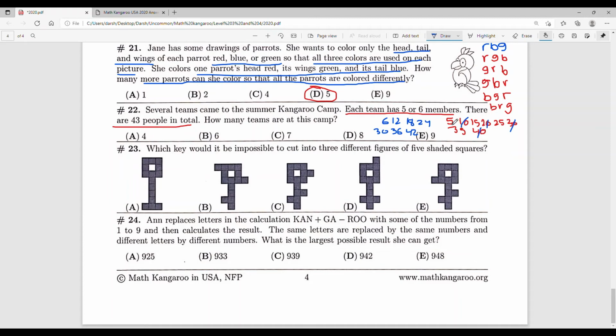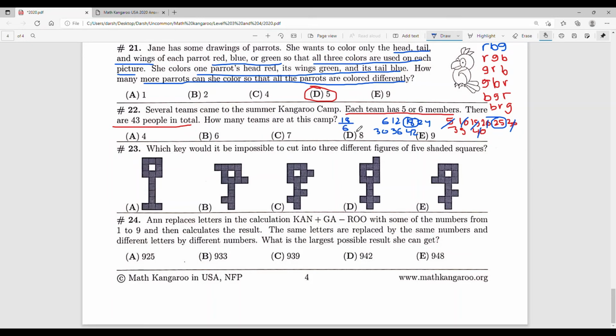So let's try 5. 43 minus 5 is 38, and none of the multiples of 6 are 38, so it cannot be 5. 15. 43 minus 15 is 28, and none of the multiples of 6 are 28, so it cannot be 15. Now 25. 43 minus 25 is 18, and we see 18 over here, so we know it's going to be 18 and 25. So 18 is a multiple of 6, so let's see how many teams of 6 there are.